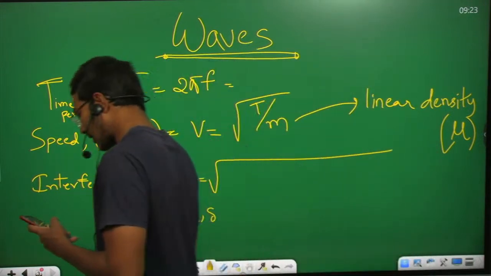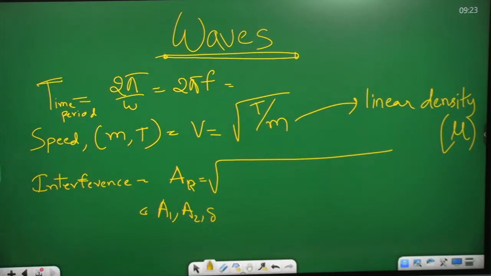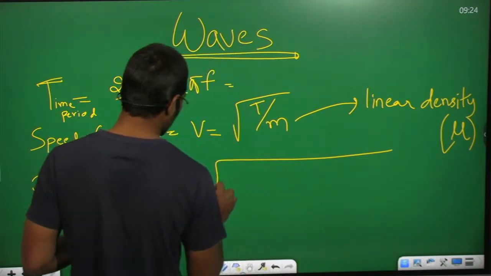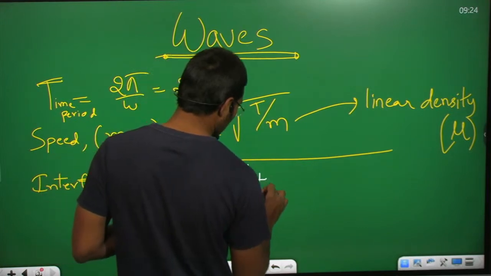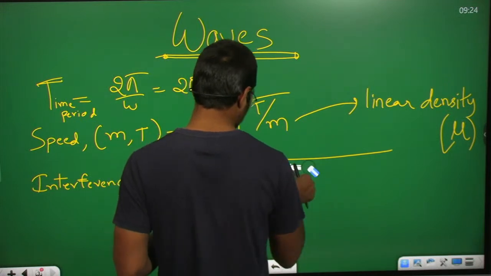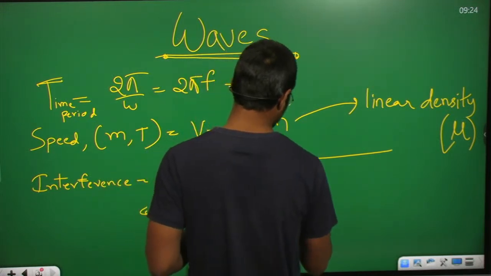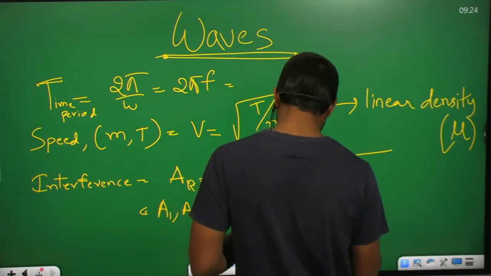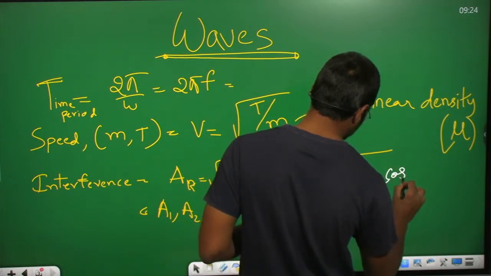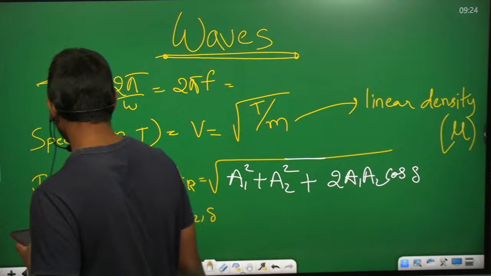So what is this resultant interference when the phase difference between them is delta? It gives us under root of a1 square plus a2 square plus 2a1 a2 cos delta. So the resultant interference.